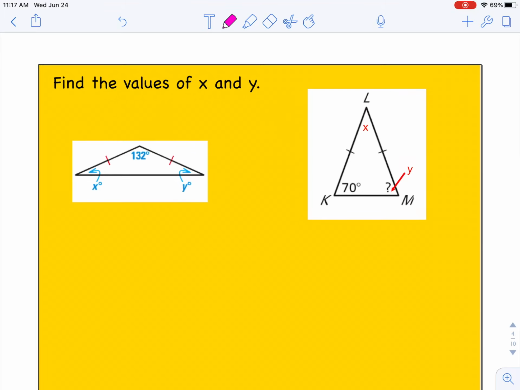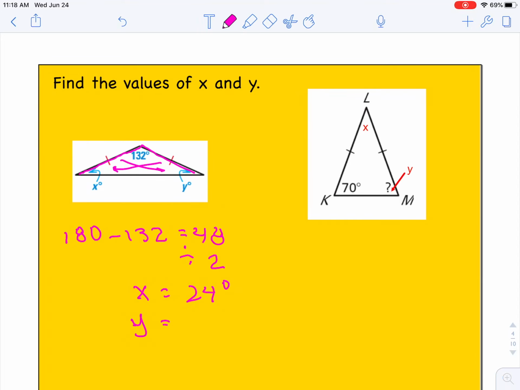It says find the values of x and y. Well, you can see that these are marked congruent. So this is an isosceles triangle. So that means the angles across from them are congruent. We know that the three angles have to add up to 180. So if we take 180 and subtract 32, we get 48. So it's 48 degrees left in the triangle. Both angles are congruent, so we divide by 2. So that means angle X is 24 degrees, and angle Y is also 24 degrees.